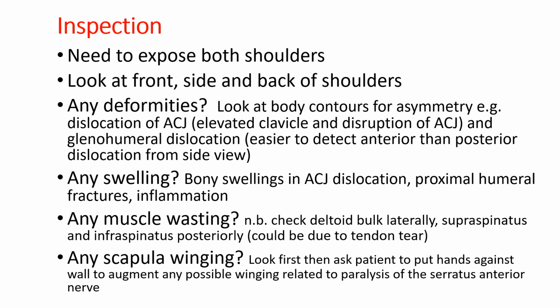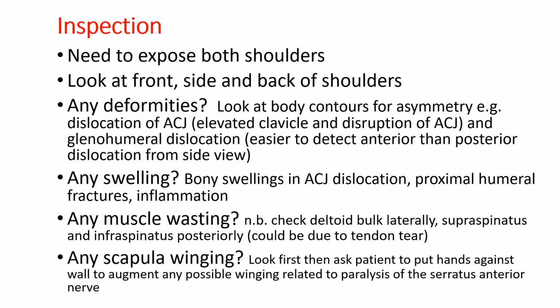Obviously, best at the side to look at the glenohumeral. Is there any anterior-posterior dislocation? Any swelling, any bony swellings or possible fractures, inflammation, any redness, again any masses, any rare bone tumours you may notice. Muscle wasting. Again, you look at the deltoid bulk, the big abductor of the shoulder. Again, from the back, looking at the supraspinatus and infraspinatus posteriorly. If the tendon's torn, then you get loss of usage of the muscle and wasting begins to happen.